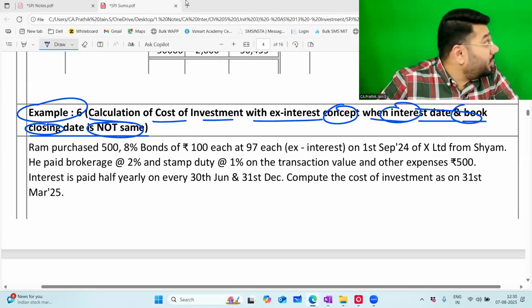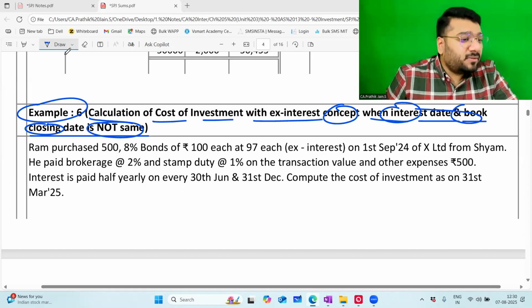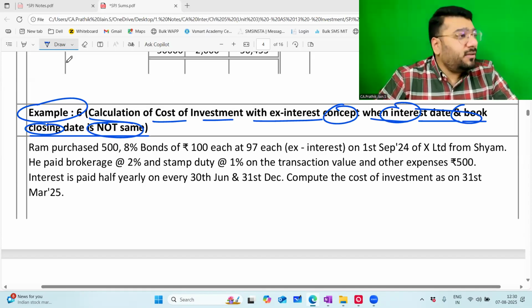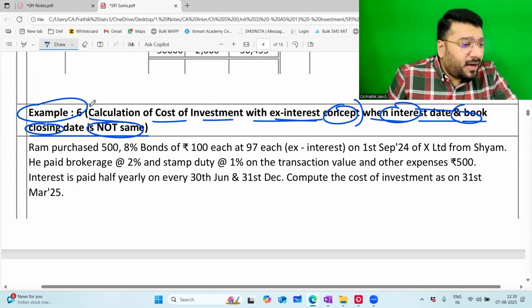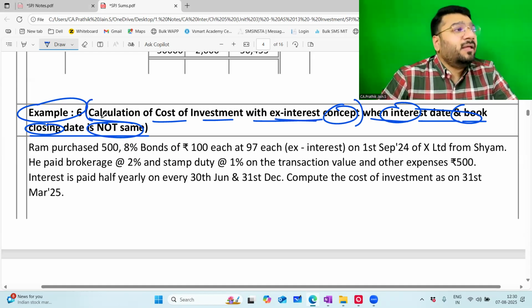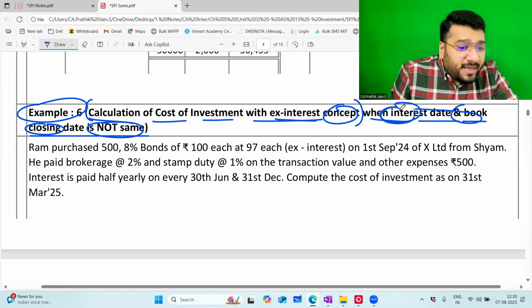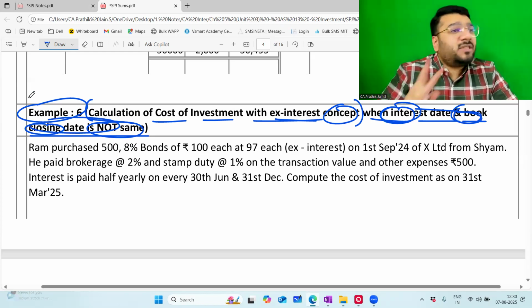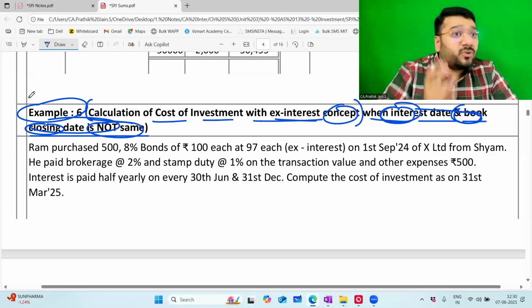Yes, people, welcome back from break. So let's continue. Guys, example 6. In this question, we are going to learn how to calculate the cost of investment purchased ex-interest. This is something we already learned in example 5. Here, the additional topic we're going to learn is the concept of accrued interest, when the interest dates and the book closing date are not the same. Same example, I've just tweaked the interest dates. By virtue of that, a new concept is going to blossom.